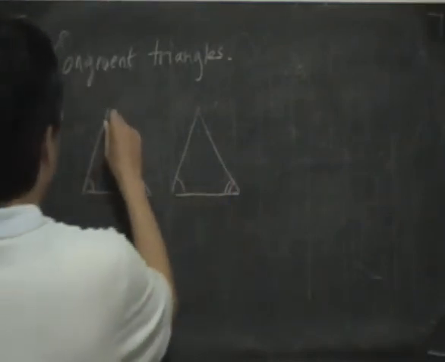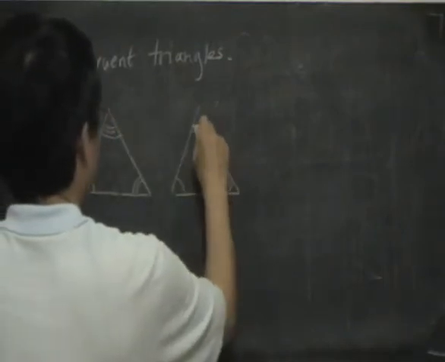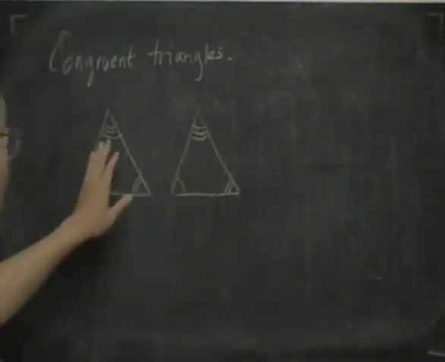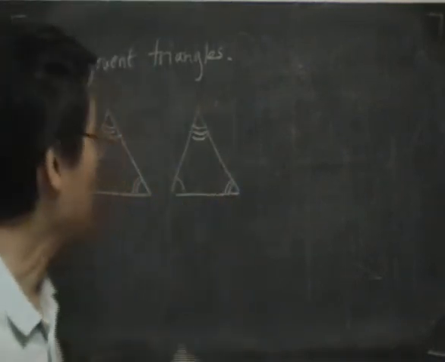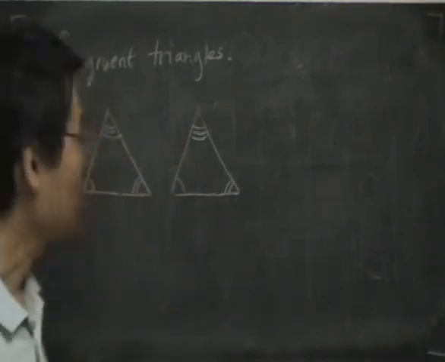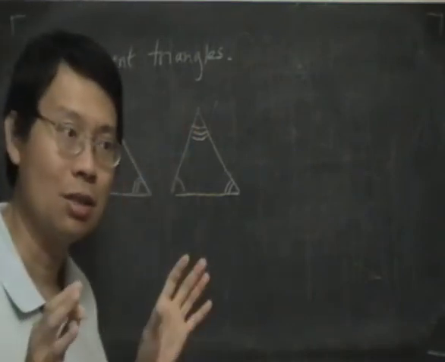And if I have a third angle that is equal, then I can do that with 3 little arcs. So it's just a quick way to draw the picture showing you which are the angles that are equal.